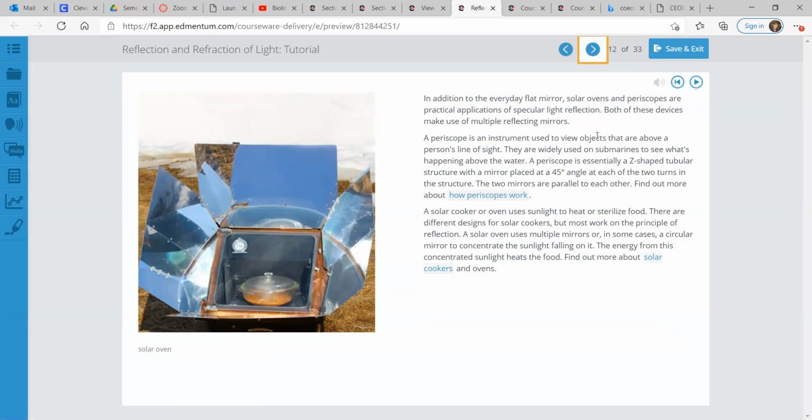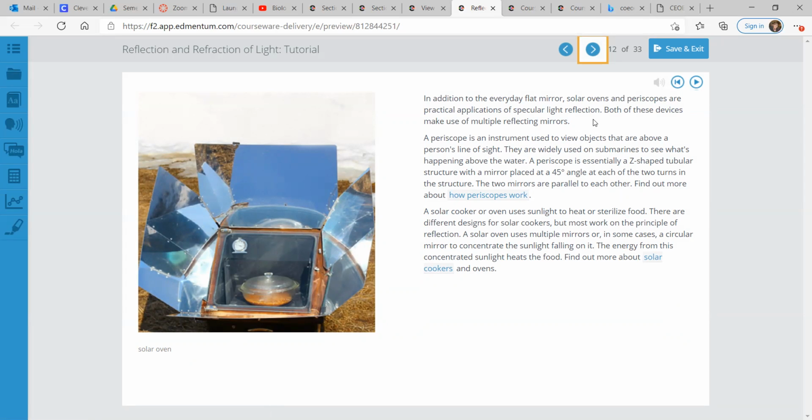In addition to the everyday flat mirror, solar panels and periscopes are practical applications of specular light reflection. Both of these devices make use of multiple reflecting mirrors. A periscope is an instrument used to view objects that are above a person's line of sight. They are widely used on submarines to see what's happening above the water.